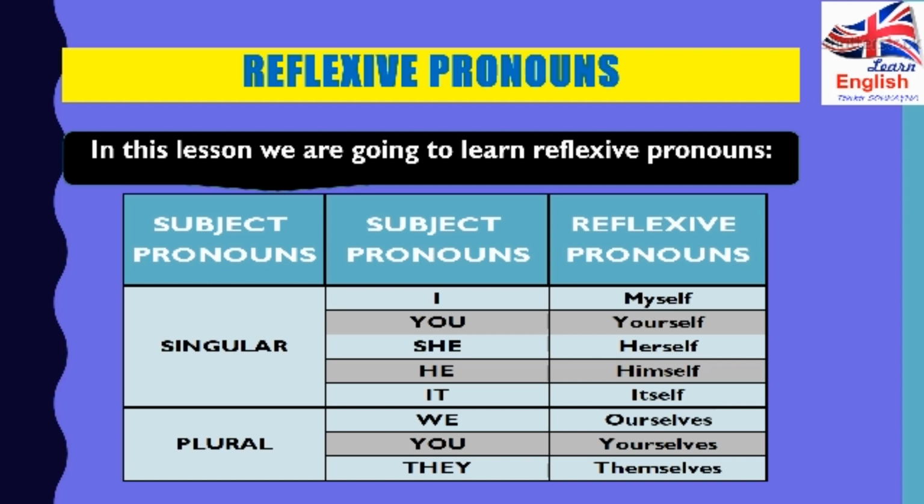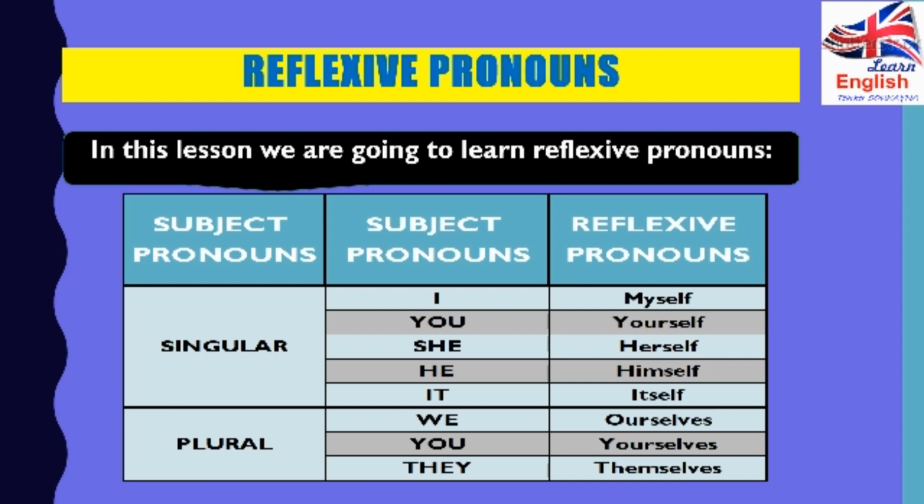So we start with the singular: I, you, she, he, it. The singular of reflexive pronouns: myself, yourself, herself, himself, itself. Plural of subject pronouns: we, you, they. Plural of reflexive pronouns: ourselves, yourselves, themselves.